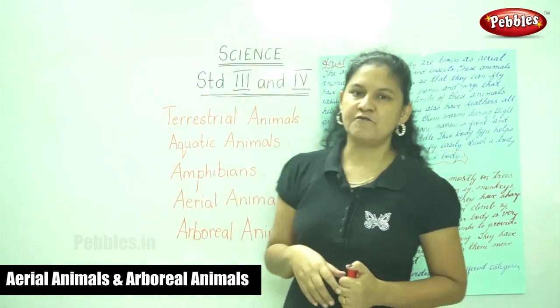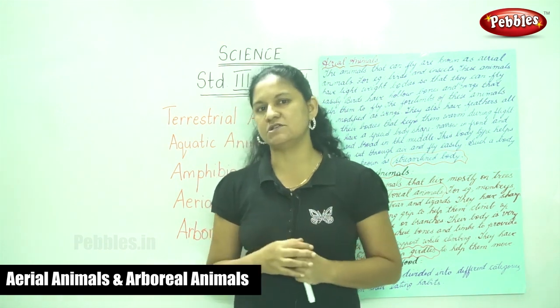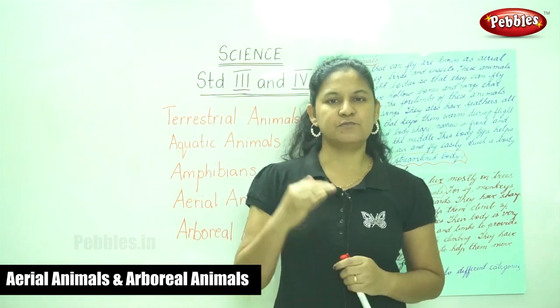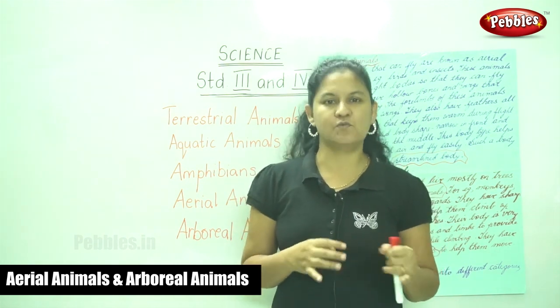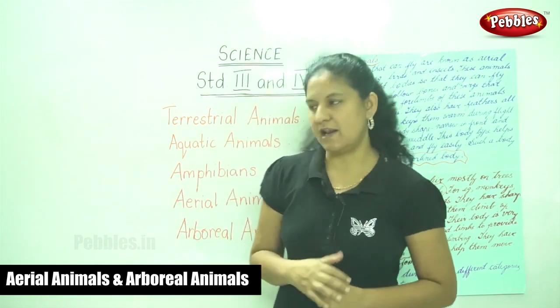Next are your amphibians. So, animals that live both on land as well as in water are known as amphibians, and they breathe through their moist skin when in water and use their lungs to breathe when on land.